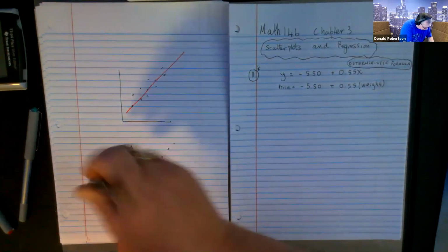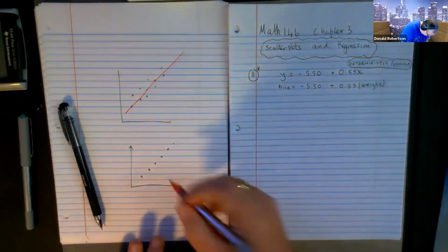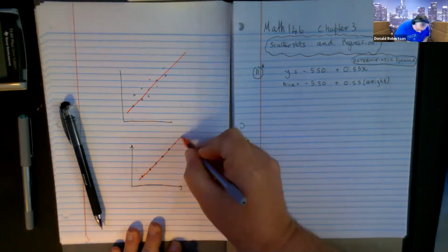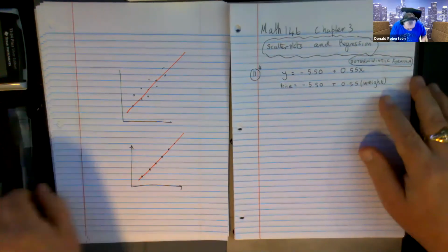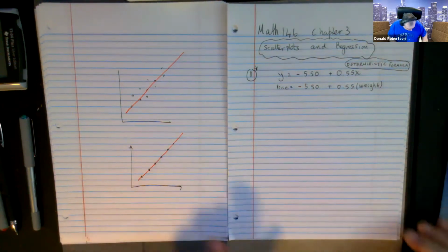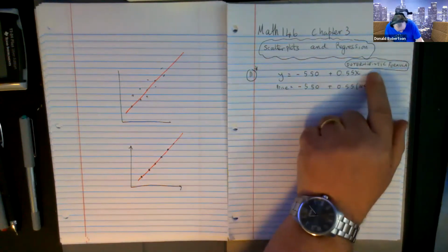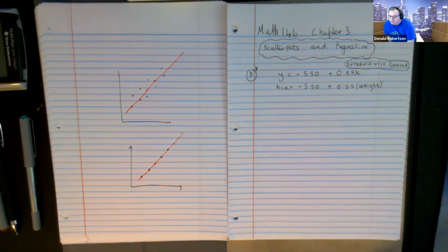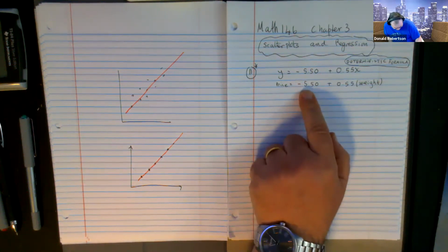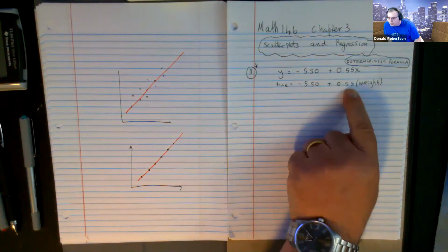Now, that can happen in a story where there is a distinct formula that tells you how to do things. So in this story, when you get a perfect straight line, there is no variation. It's called a deterministic formula. So it's not a correlation formula, it's a deterministic formula. And what you have here is a story about a salad bar that charges you by the weight of your salad. The formula is -550 plus 0.55 times the weight of the salad.